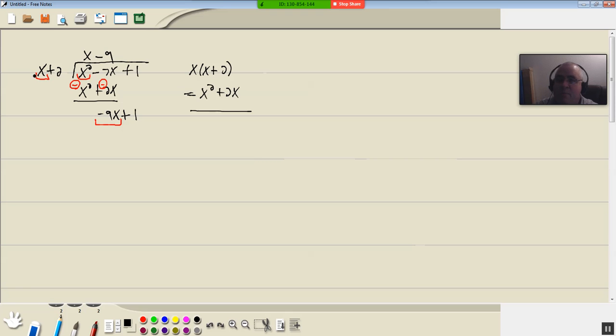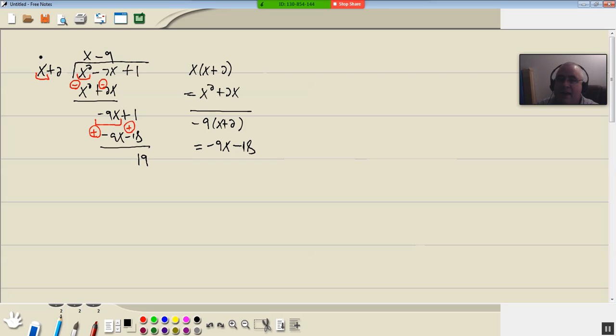Now whatever you put up on top, you multiply by what's out in front. So we're going to take negative 9 times x plus 2. Negative 9 times x is negative 9x. Negative 9 times 2 is negative 18. We're going to subtract that line, which means flip signs. So negative 9x becomes a positive, the negative 18 becomes positive. Negative 9x plus 9x cancels. 1 plus 18 gives us 19.